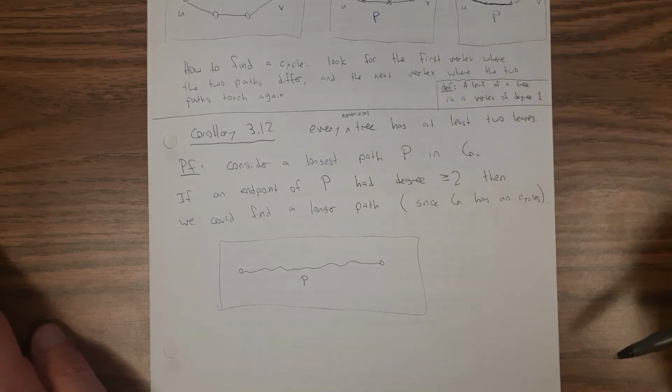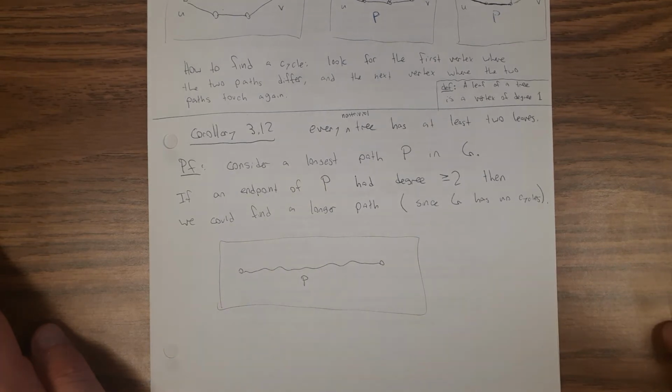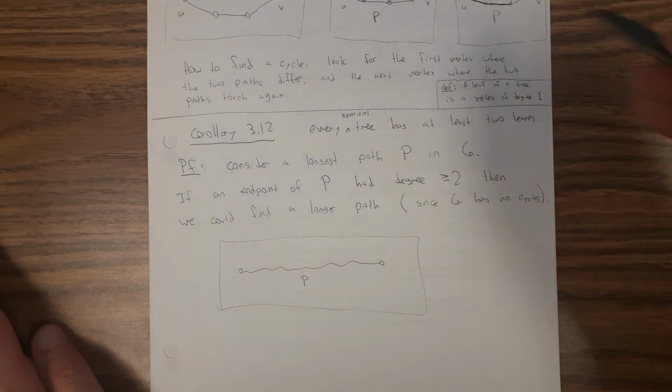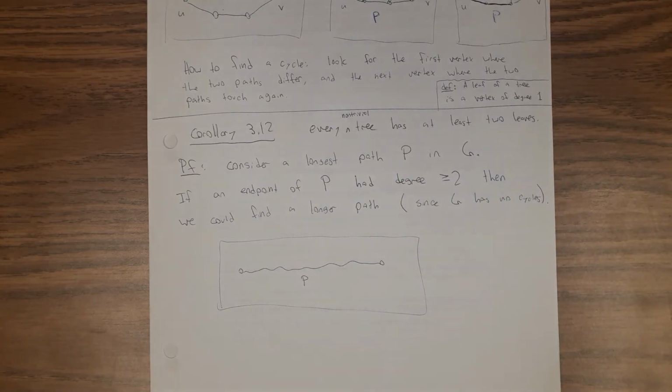And here's the proof. I'm going to consider a longest path in G. And I'm assuming that G is a non-trivial tree. And this is something that we've done before. We've considered a longest path in a graph. And I was careful to say a longest and not the longest, because there might be a tie for the longest path, and it doesn't really matter if there's a tie. I'll just pick one of them and call it P. The point is that there isn't any longer path than P.